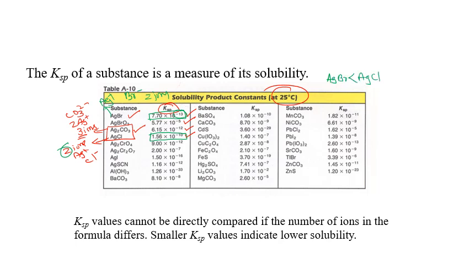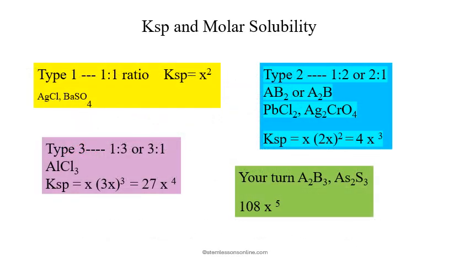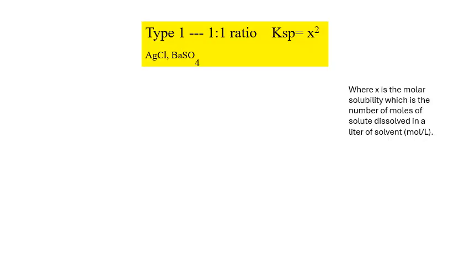And now there are four types we are going to discuss to write the KSP expression, and we will see what molar solubility means. Okay, so let me say the first type, which is 1-to-1 ratio. What that means is it will give you two ions when it dissociates. So AgCl we have already seen, but let us write one more time.